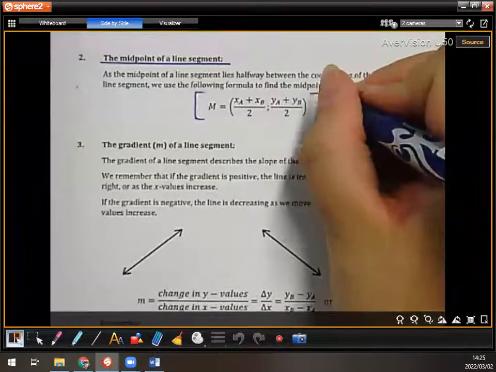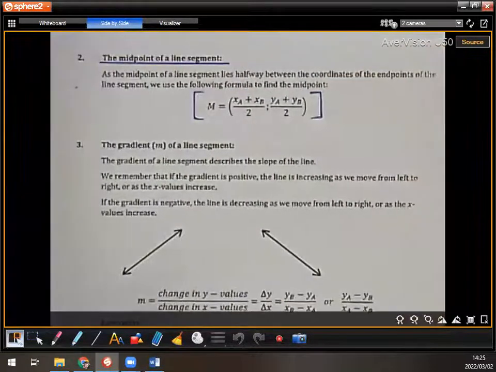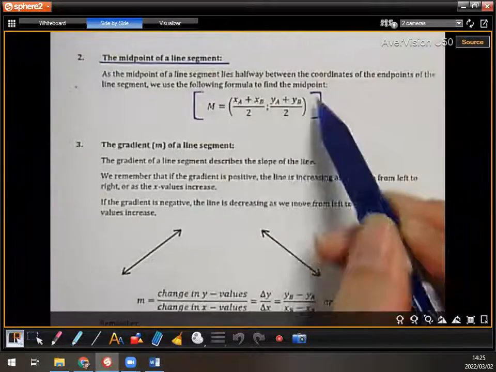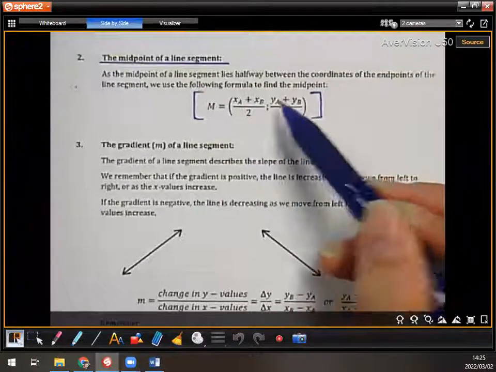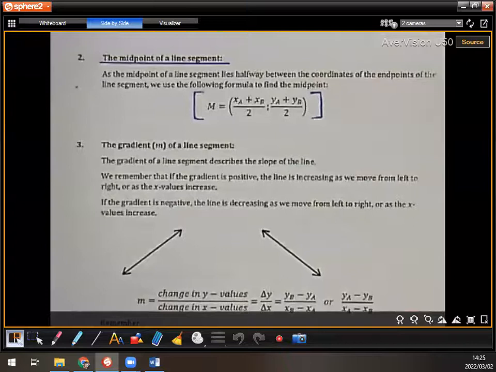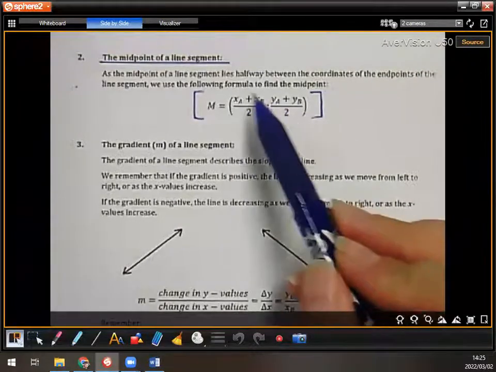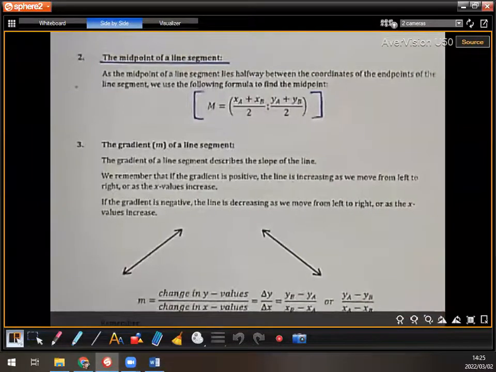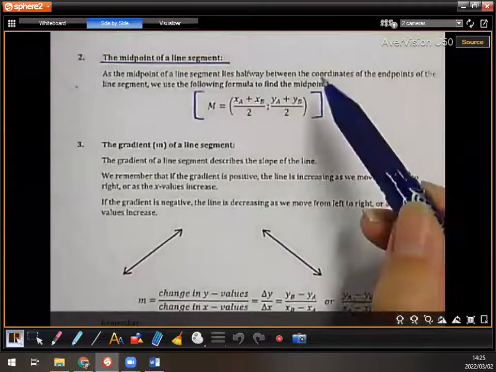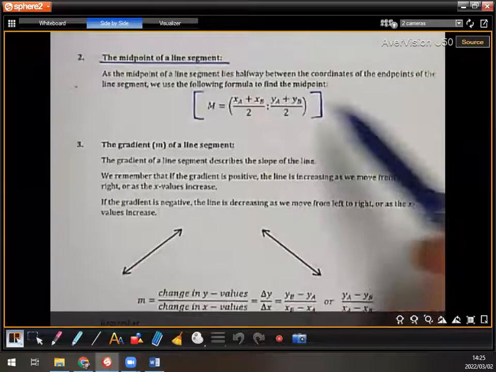So the midpoint is a point. That's why we're putting brackets around it, right? Because this is going to give us an actual point, coordinates of a point. So when you're working it out, you have to put your brackets there as well. You take the two x values, you add them together, you divide that by 2. Then you take the two y values, add those together, divide by 2.